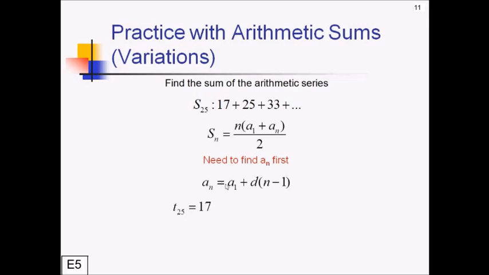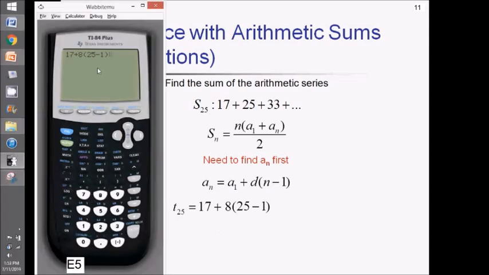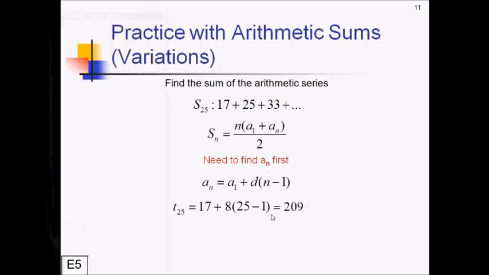So we have 17 plus, what's our common difference here? Well, we have 2 terms that are next to each other. We can just subtract here. 25 minus 17 is 8, so positive 8. And then, what's the n value? Well, we want the 25th term eventually. So we're going to do 25 minus 1. And then let's do this on the calculator. So if I plug that in, I get a 25th term of 209.